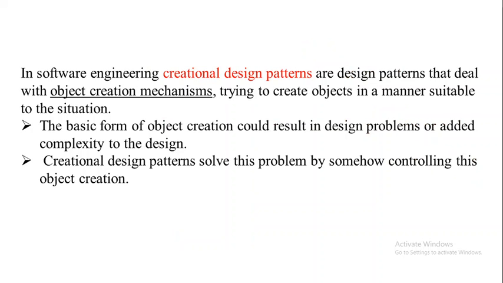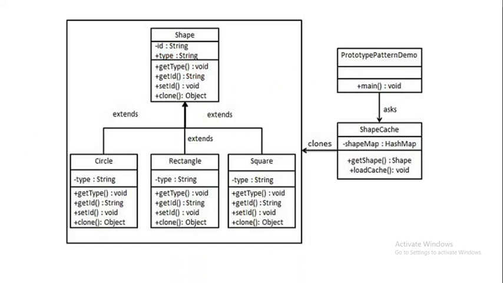You see the creational design patterns. The creational design pattern deals with the mechanism of creating a new object in a suitable manner. The basic form of object creation could result in design problems or add some complexity to the design issues. So the creational patterns avoid the object creation issues by controlling the creation of objects. It uses different mechanisms to control the creational issues.